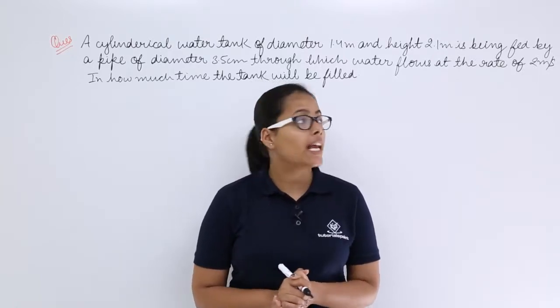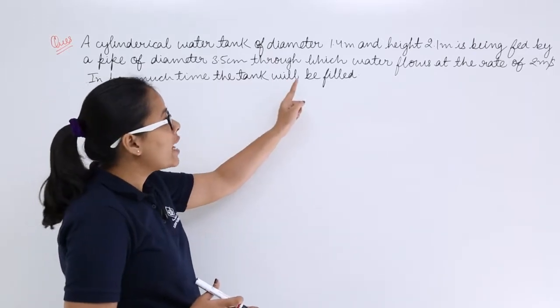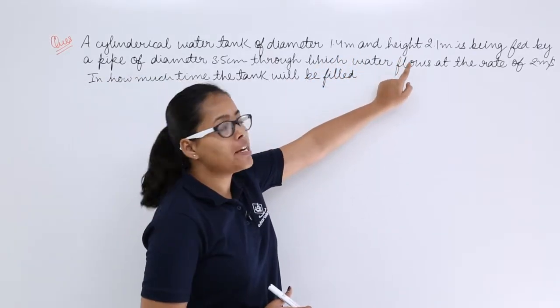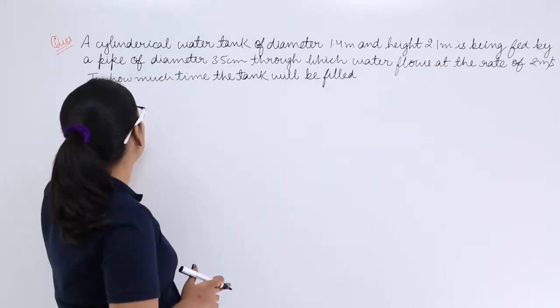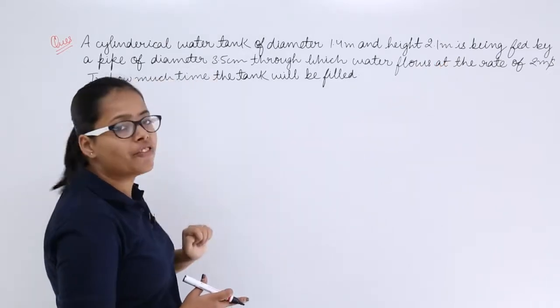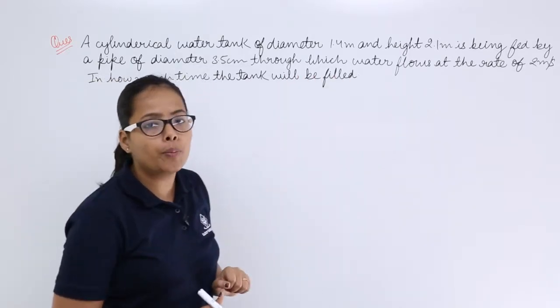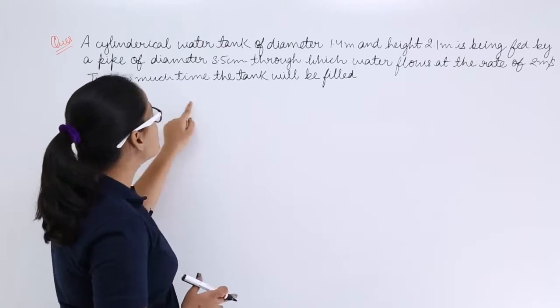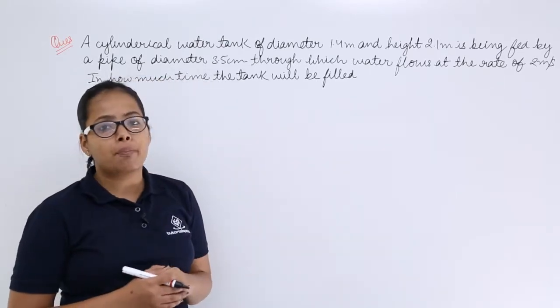This problem says a cylindrical water tank of diameter 1.4 meter and height 2.1 meter is being fed by a pipe of diameter 3.5 centimeter through which water flows at the rate of 2 meter per second. In how much time will the tank be filled? So let's proceed step by step.